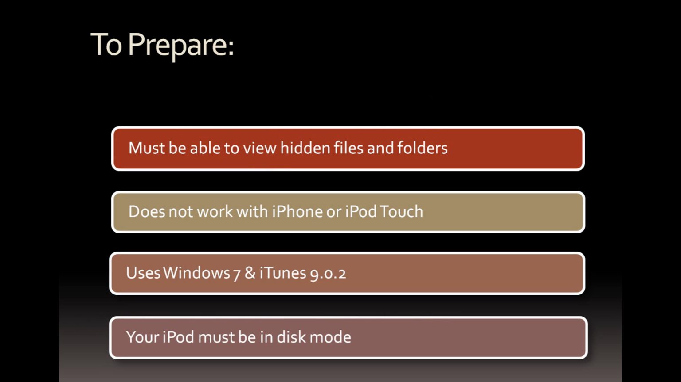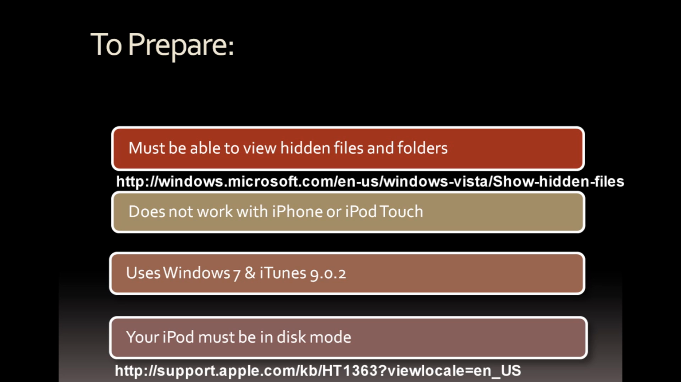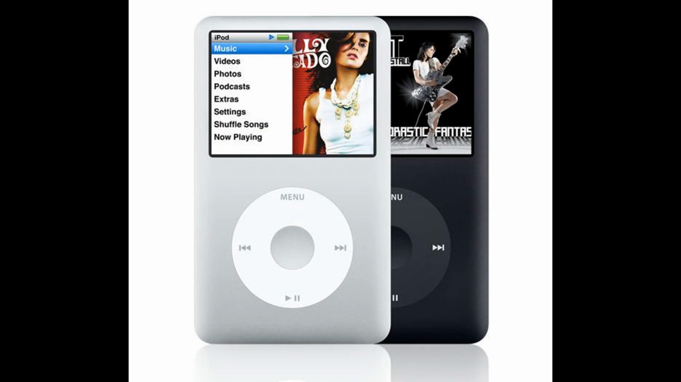A couple things you need to know about first, though, is you have to be able to view hidden files and folders. If you don't know how to do that, there's going to be a link over in the description to how to do it in Windows, because that's what I'm doing it in. I'm going to do it in Windows 7 using iTunes 9, and it's going to be an iPod Classic that I'm using. This technique does not work with iPhone or iPod Touch. And again, using Windows 7 and iTunes 9, and your iPod must be in disk mode. And I'll also provide a link over to Apple, which will show you how to do that if you don't know how to do that. But pending you do all that, let's get started.